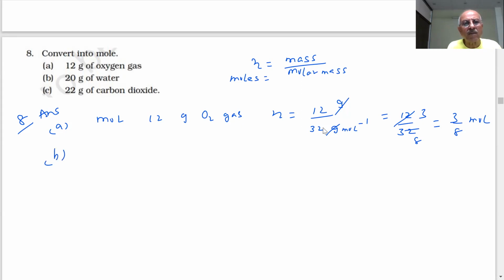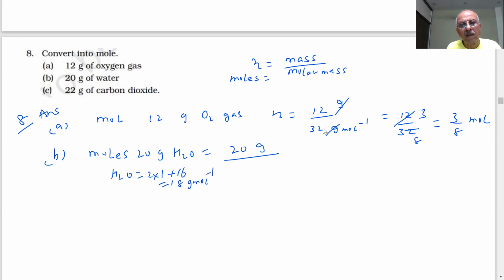20 gram of water. How many moles will be there? What is water? H2O. Divided by, what is the molecular mass of water? 18 gram. So what are we getting? 10 by 9. Find the value of 10 by 9.